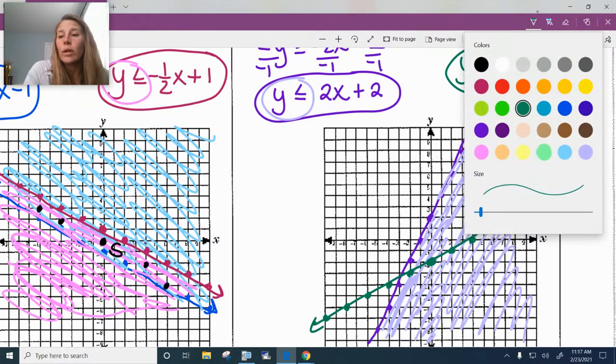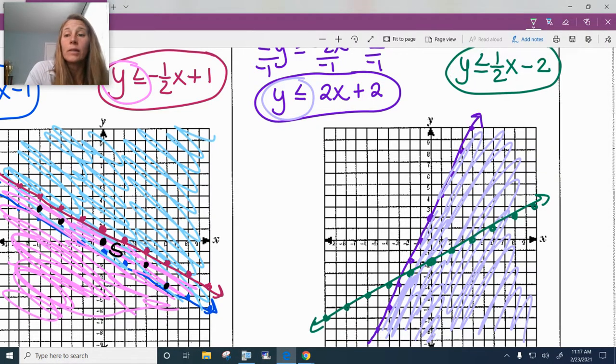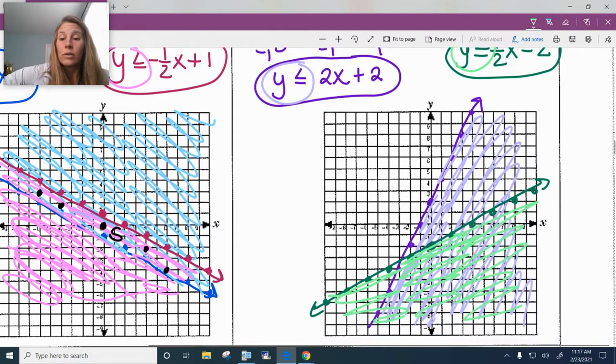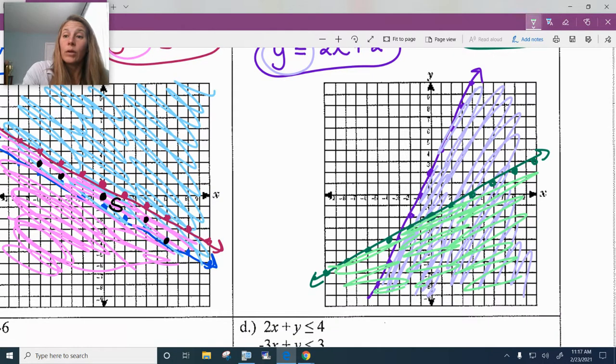And this time when I go to shade it, y is less than again. So again, I'm going to go less than or lower than that green line there. The section that was double shaded, or where the shading overlapped, was down here. And then pick any point you want. So maybe I want to pick this one.